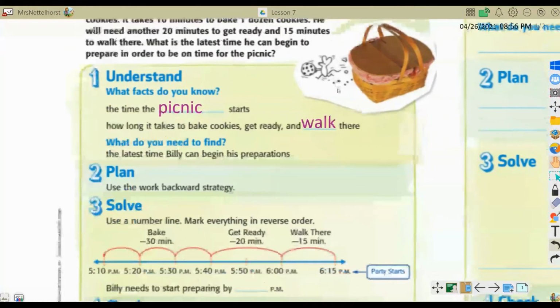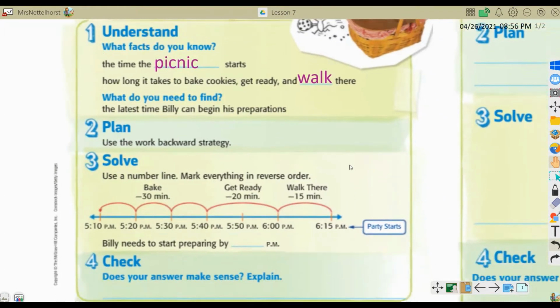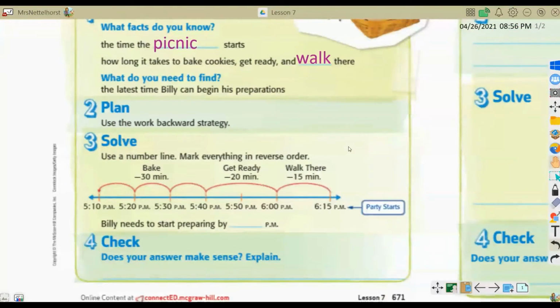Okay, so let's make a plan. We're going to use the work backwards strategy. I'm using the read backwards strategy, apparently. Okay, that was a joke.